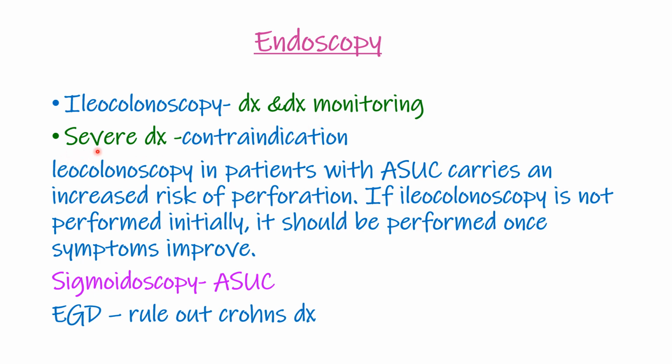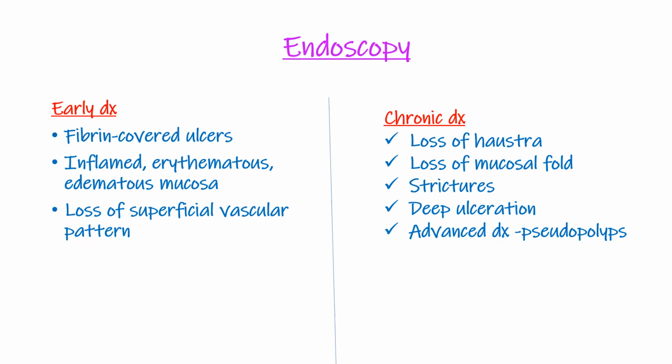In severe disease, where you have acute severe ulcerative colitis, it is contraindicated. The reason is that it increases the risk of perforation, and therefore what we do instead is sigmoidoscopy, which is a kind of lower endoscopy. You can also do EGD to rule out Crohn's disease.